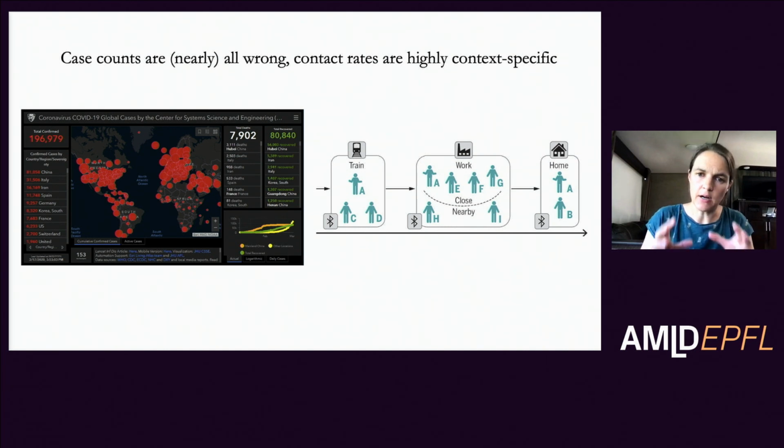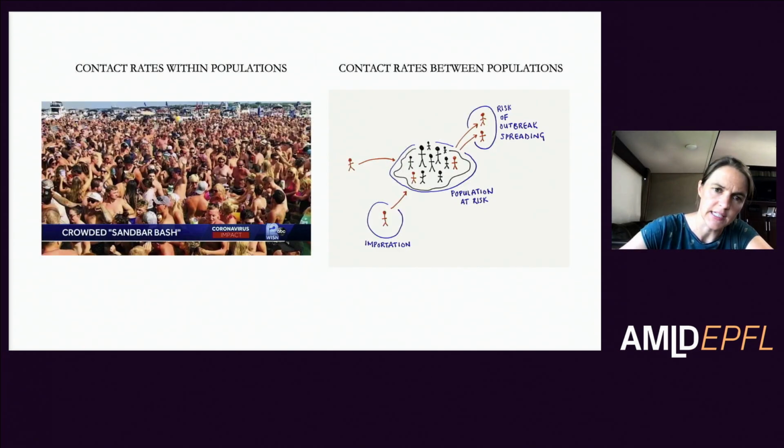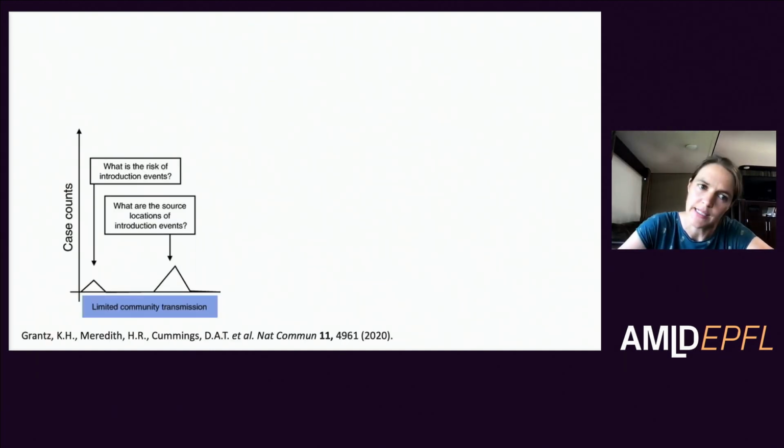And that makes it hard to produce generalizable models that are useful for specific settings in the context of specific policies. Two aspects of the contact rate are important here, and I'm going to talk about how we parameterize them using new data streams. The first is contact rates within populations. So what kind of mixing is going on within a particular group of people? And then there are contact rates between populations. So this is thinking about the spread of disease on a larger spatial scale and between countries or between towns.